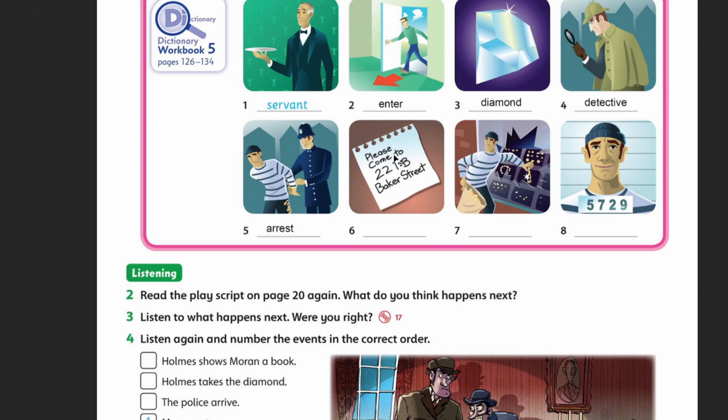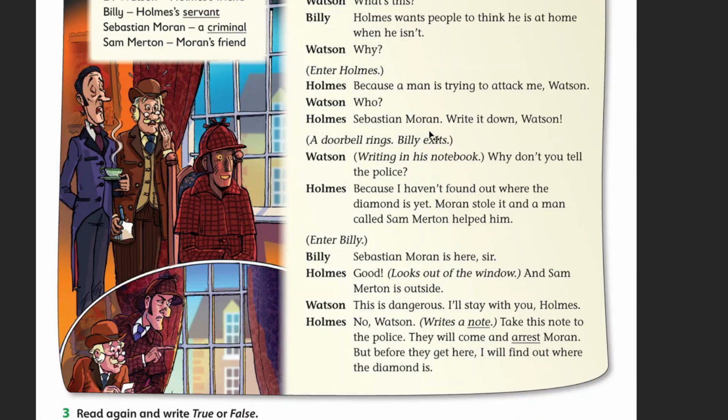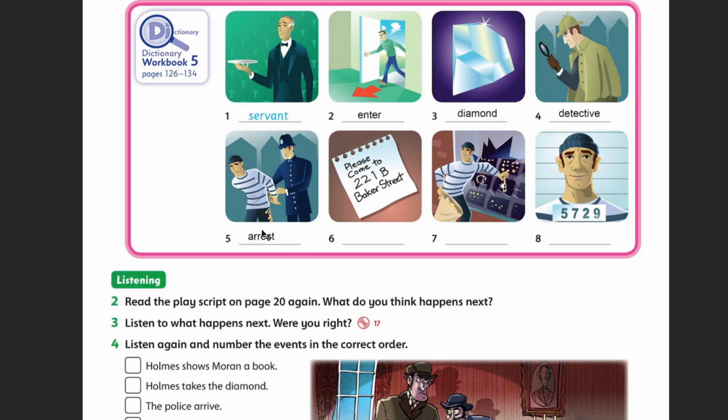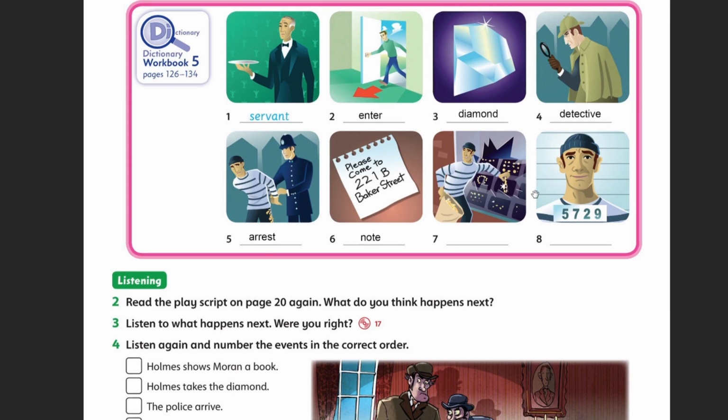Okay, and then this one. What do you call this one? Let's go back. Is it criminal? I don't think so. Is it a note? Yes. So that is a note. Alright, let's go to the next one.